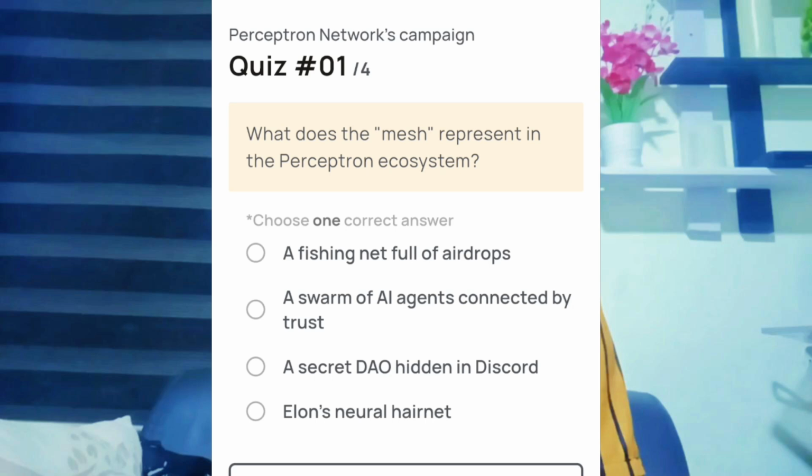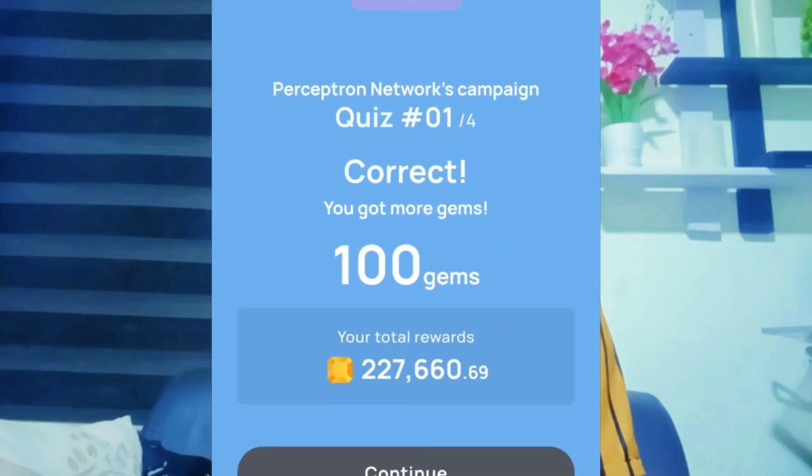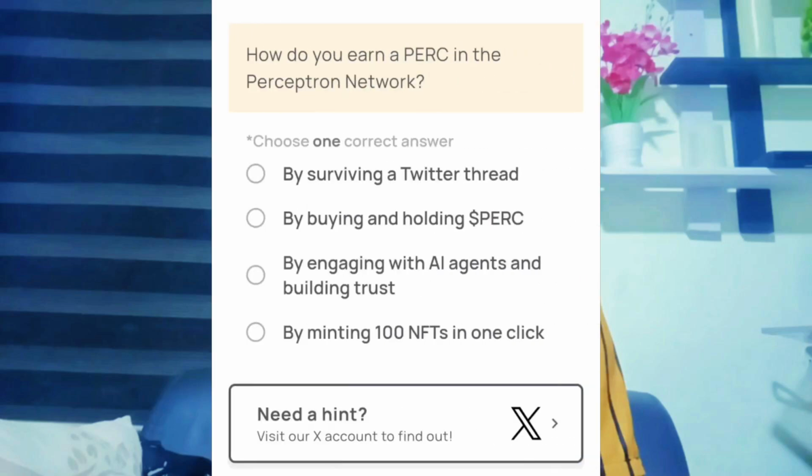Here is the first quiz: What does the mesh represent in the perception ecosystem? Answer is B, a swarm of AI agents connected by trust. Submitted. So simple. Next, the second one: How do you earn PEPs in the perception network? Answer is C, by engaging with AI agents and building trust. So simple.